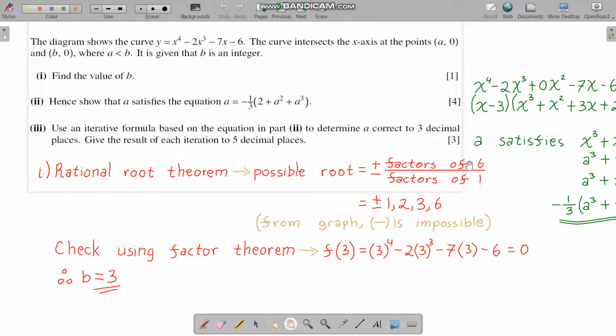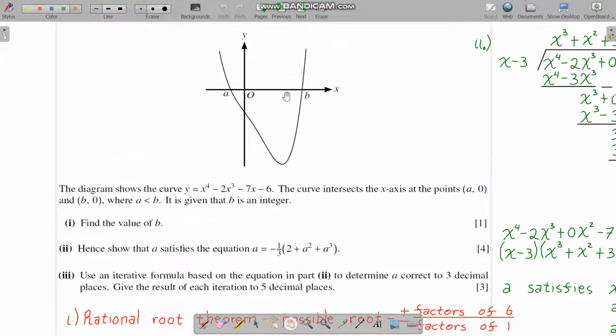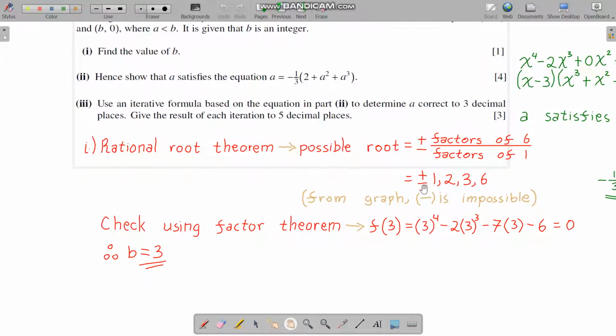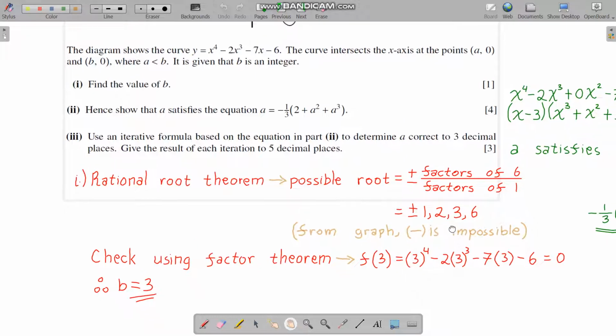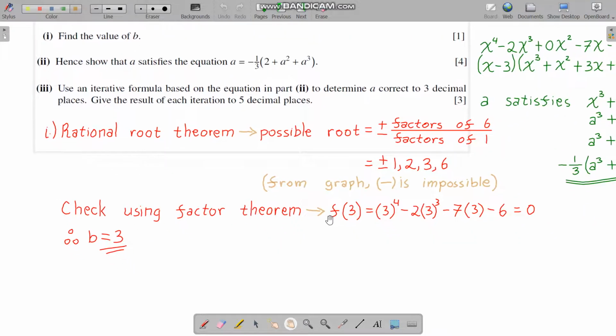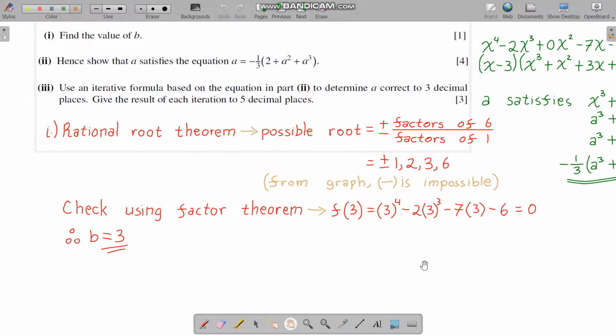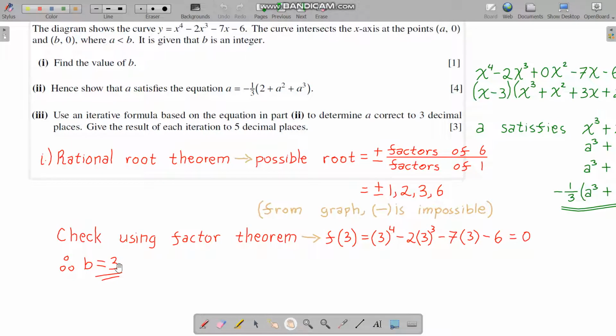So the factors of 6 can be 1, 2, 3, 6, and divided by factors of 1 is just 1, so plus minus 1, 2, 3, 6. And from the graph, actually, b is on the right side of the y-axis, so it of course cannot be negative. So you don't have to try the negative ones, just try the positive ones, 1, 2, 3, 6. If you check using the factor theorem, you can plug in 1, plug in 2, plug in 3, plug in 6, and actually when you plug in 3, you will get exactly 0. When you replace the x with 3, you get 0 exactly. So that means 3 is a root, so therefore b is 3.